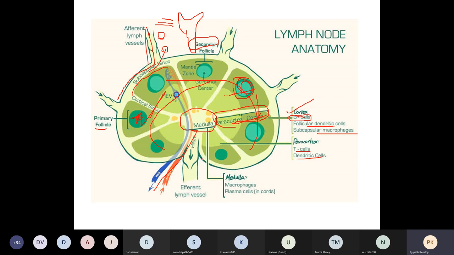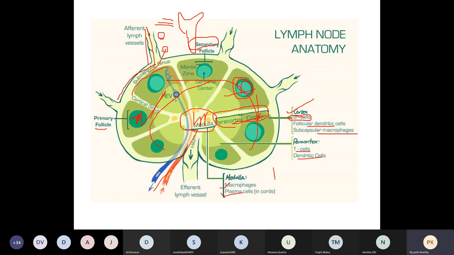Then what does the medulla contain? The medulla contains your plasma cells, which are arranged in a cord-like fashion, and your macrophages. So this is the normal histology of your lymph node, right? It has a capsule, subcapsular sinus, cortex, medulla. The cortex will have follicles, two types of follicles, primary and secondary follicles.